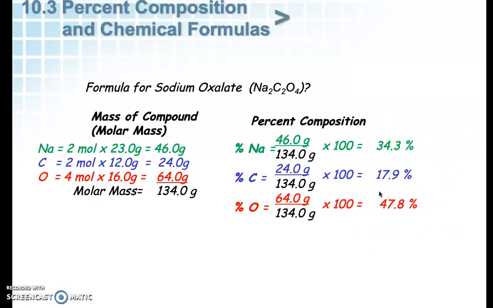Okay, so that's basically it. Now, there are some advanced problems dealing with percent composition, but nothing we're going to get into here in high school. In college, you will see a few more, but they're very simple.